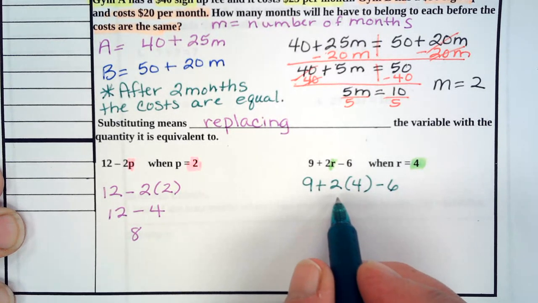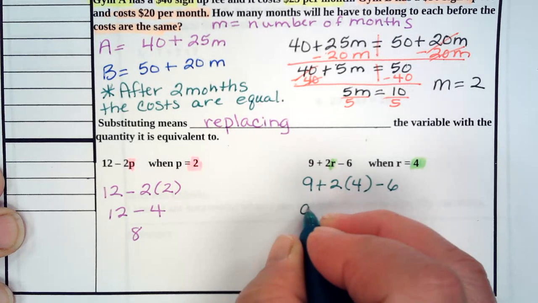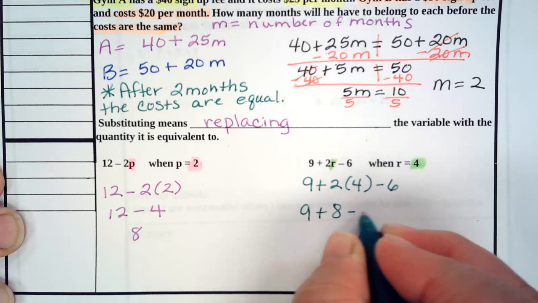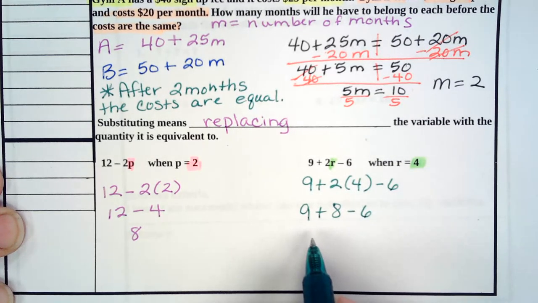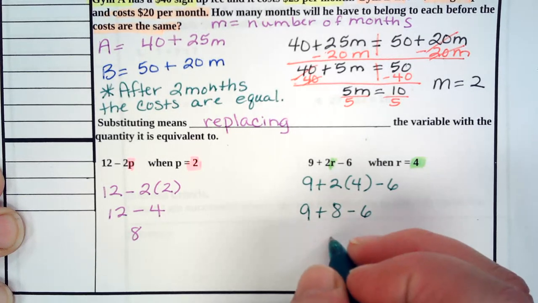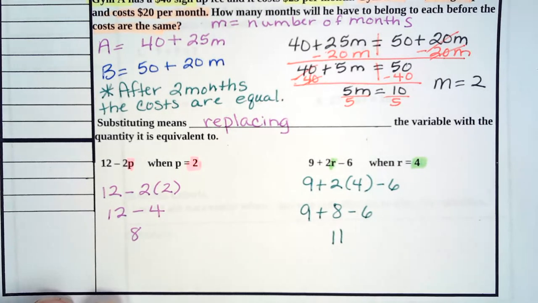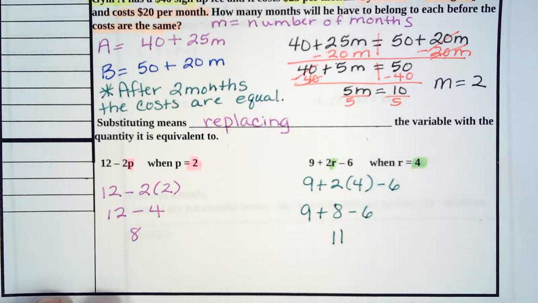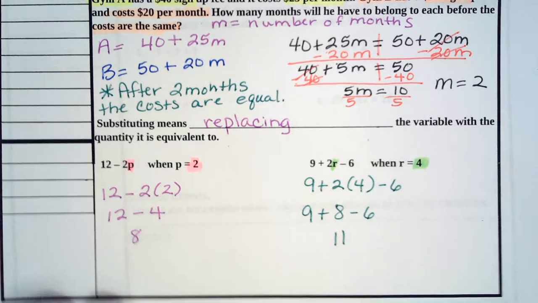Order of operations says I do what first? I multiply. 9 plus 8 minus 6. 9 plus 8 is 17. 17 minus 6 is 11. We're done. If you're still struggling, back the video up and try it again.